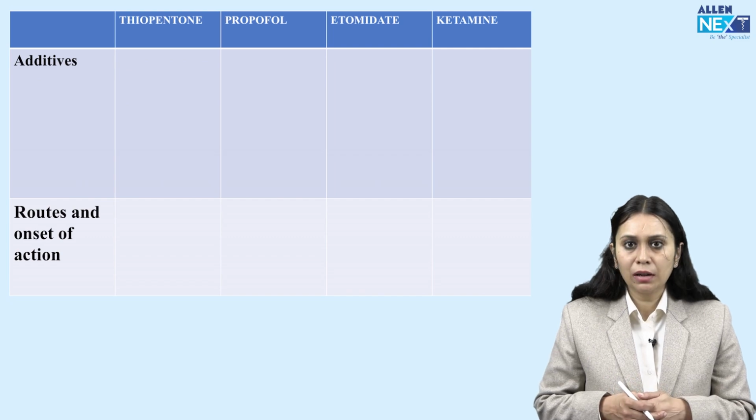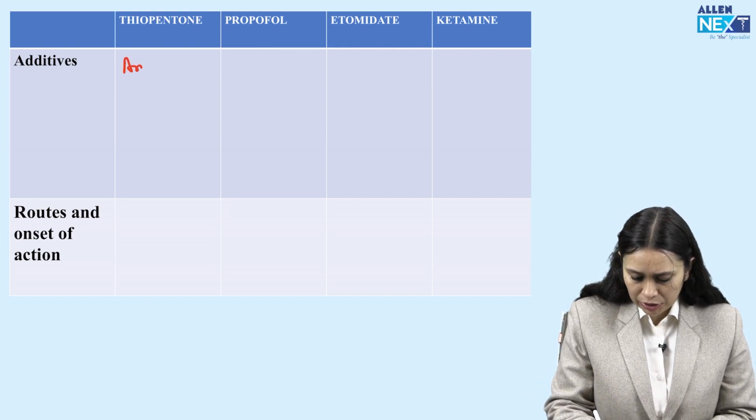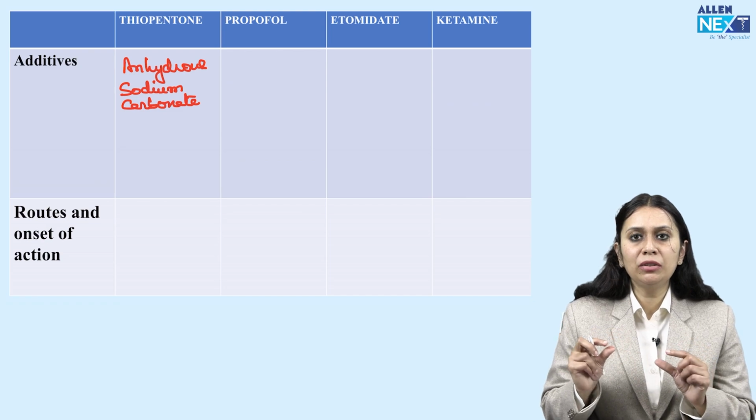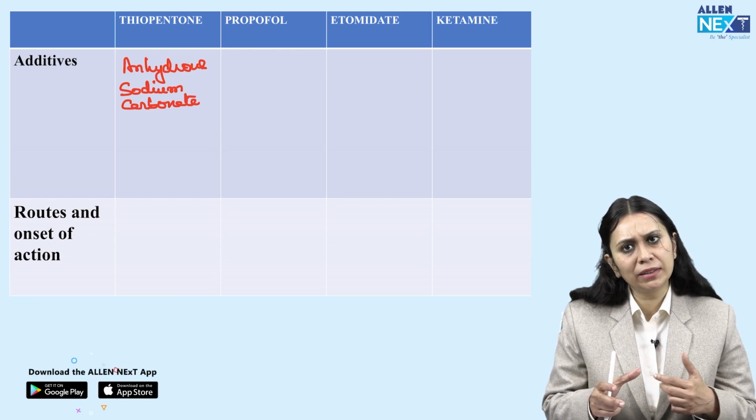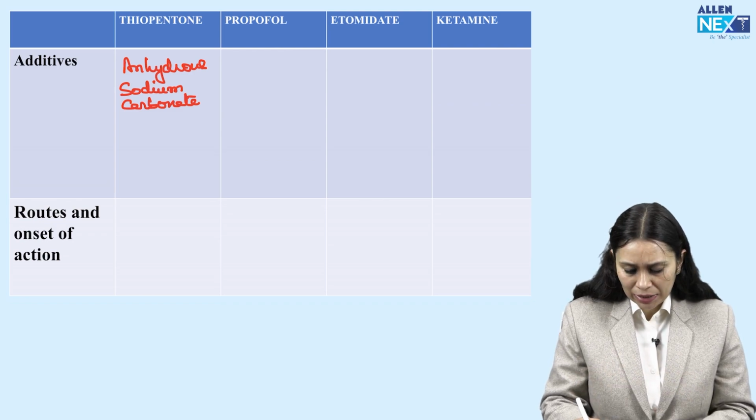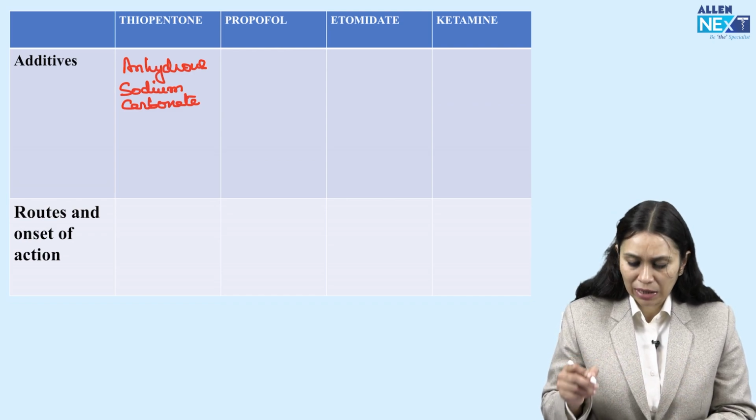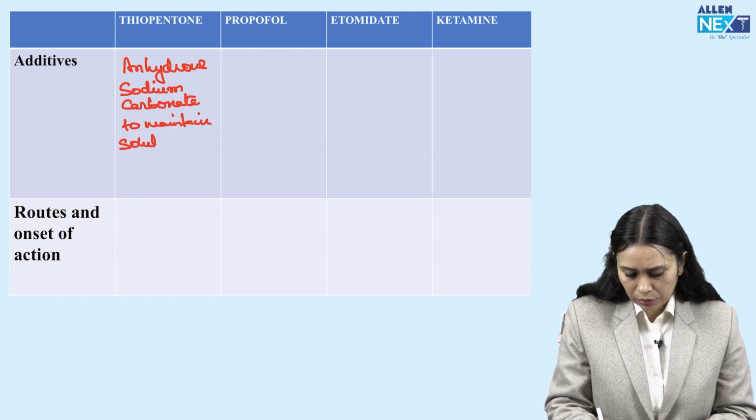Okay. Then next point, additives. Any additive added in the main drug. In thiopentone, we have anhydrous sodium carbonate added. Why is anhydrous sodium carbonate added? To keep it soluble in the aqueous form. When you prepare it in the aqueous form by mixing normal saline, the drug becomes active and it can react with the carbon dioxide and form a precipitate. This anhydrous sodium carbonate absorbs the carbon dioxide of the air and prevents this reaction from happening. So it is added to maintain solubility of the drug.